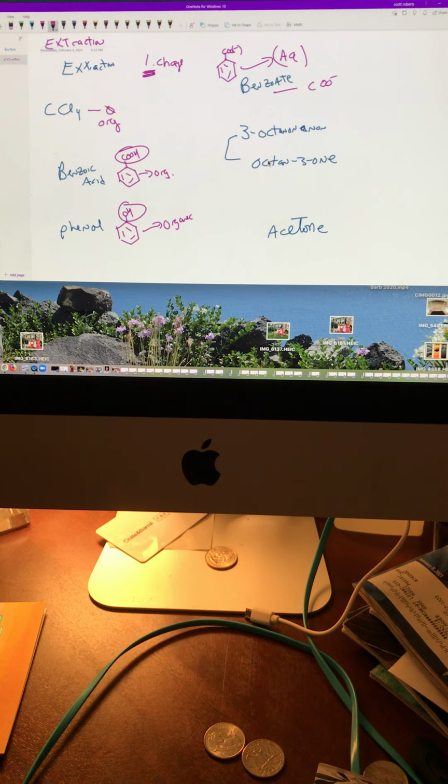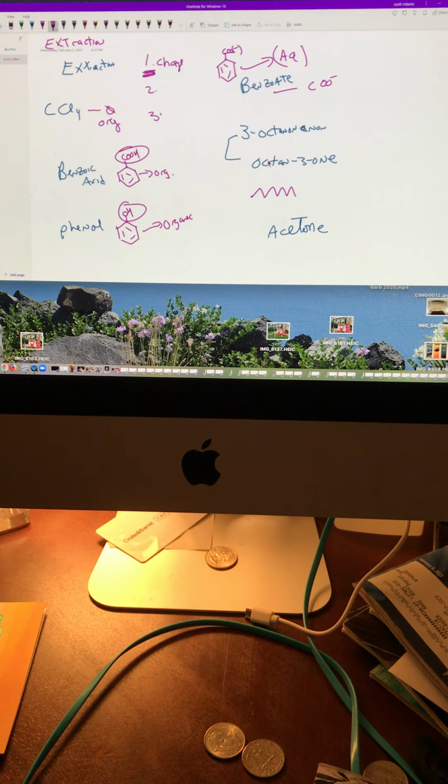Do we understand that? So let us try it again. Benzoate, aqueous or organic? Aqueous. Oh, I like you guys again. So it's aqueous because it's charged. Follow the rules. What are the rules?